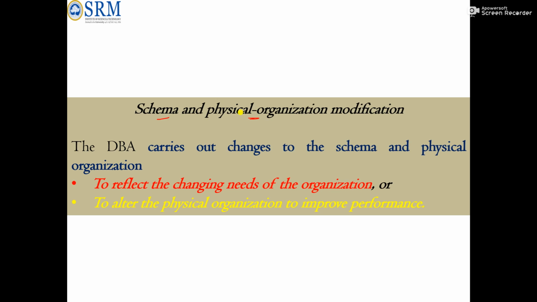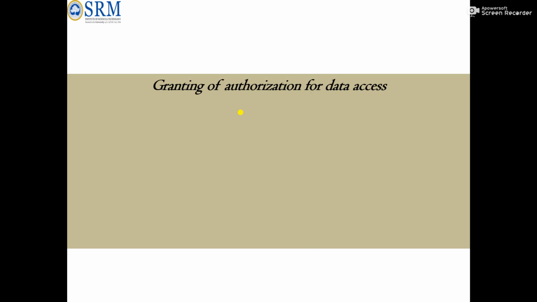Now, why are such changes needed? Because they want to improve the performance. At one point, they want to improve the performance. The other way is future advancements, enhancements, upgradation, or otherwise technological advancements. Based on these factors also, they will change the schema as well as the physical organization. The modifications can be done with those aspects also. And next is granting of authorization for data access.